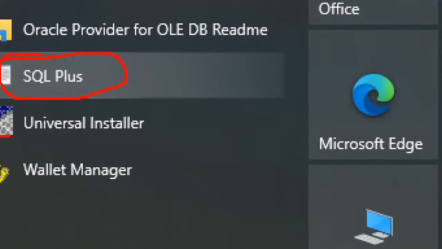SQL Plus is a tool. This is a default tool. Again, SQL Developer is a tool. That is a GUI tool. That tool also you can install, not a problem.